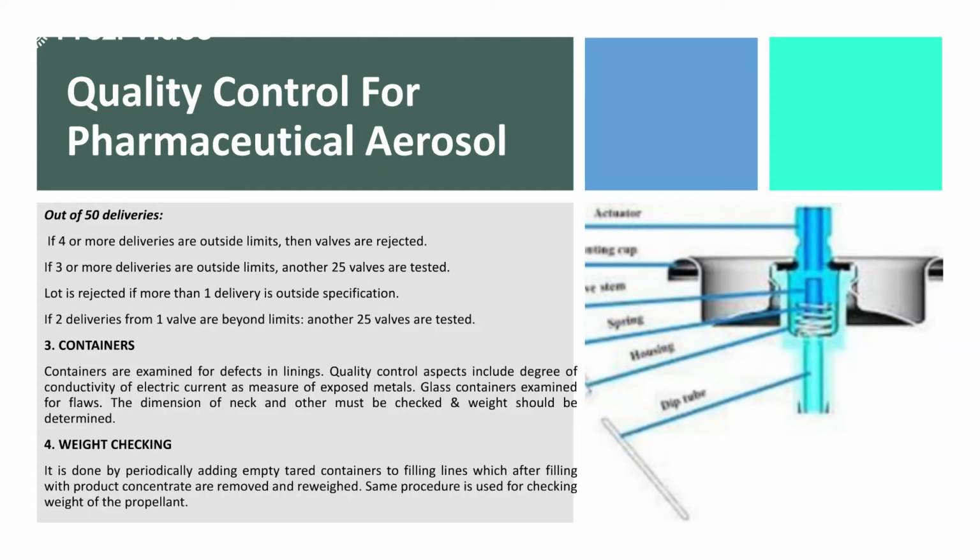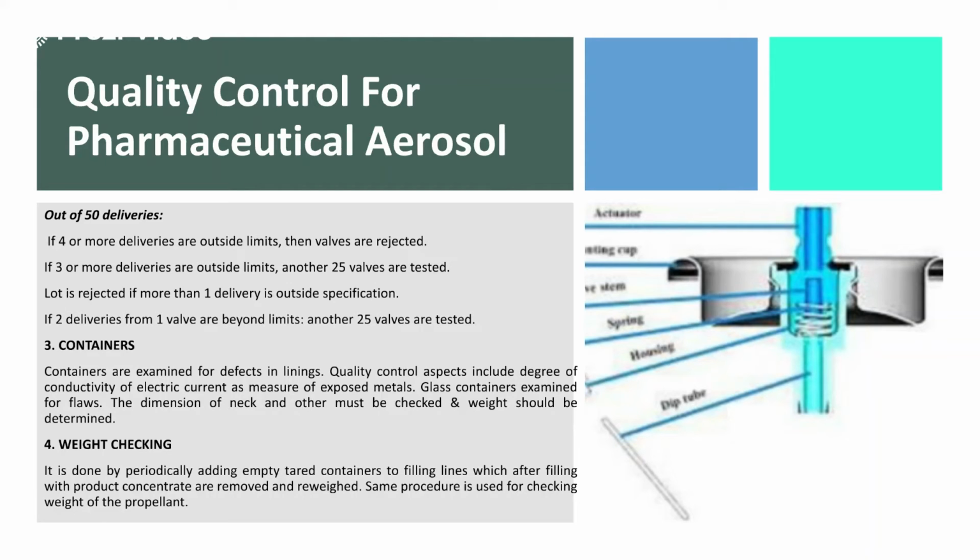This is very important. While they are being transported out, while they are being shipped out, we need to check that the pressure should not rise to such an extent that there are happenings like explosions. Quality control aspects include the degree of conductivity of the electric current, which is measured for the exposed material. For example, glass containers are examined for flaws, the dimensions of the neck and others must be checked, and weight should be determined.